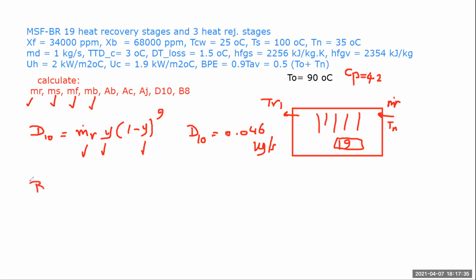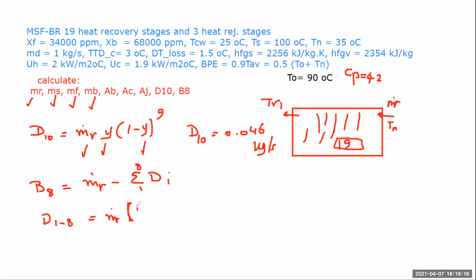Then, talking about brine leaving stage number 8, this is going to be basically m dot r minus the quantity that has evaporated here. So I need to calculate the vapor that has evaporated from stage number 1 to stage number 8. So this vapor, or D from 1 to 8, can be calculated again by similar expressions to what we have done or what we have developed during the model development.